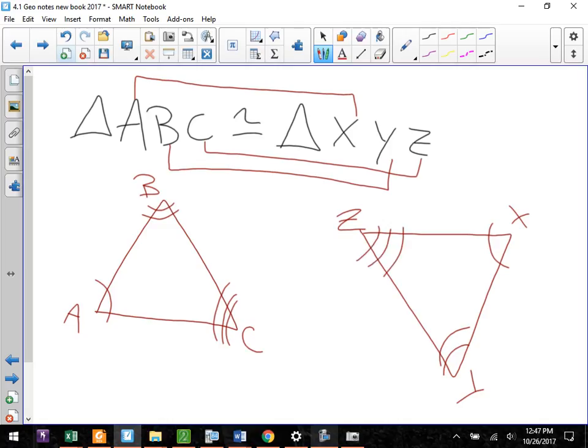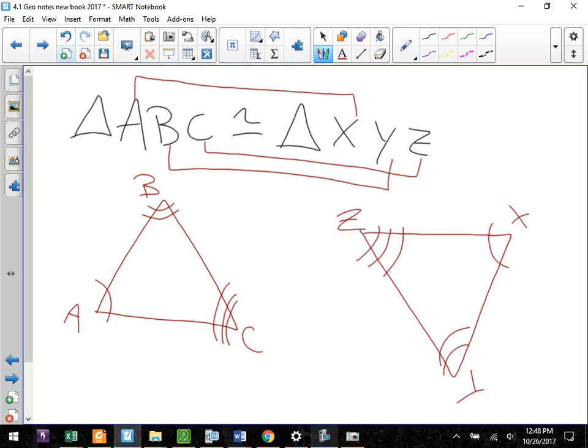That congruency statement that says ABC has to match up to XYZ means that those letters match. Those vertices will match. Those angles match.